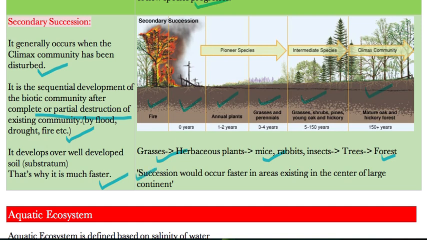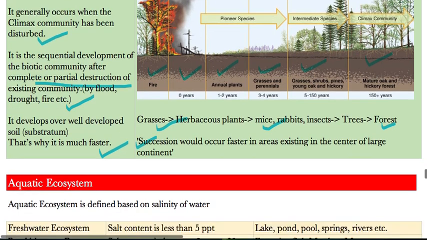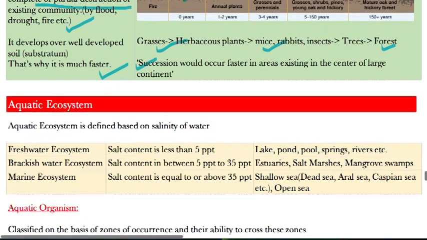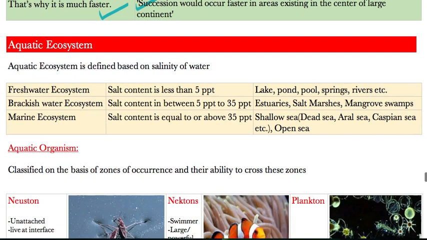Okay, now we'll come to aquatic ecosystem. First we should go through the terrestrial ecosystem, but not much is there to study, so I will deal with that later on. First I will deal with aquatic ecosystem because that is very much important.